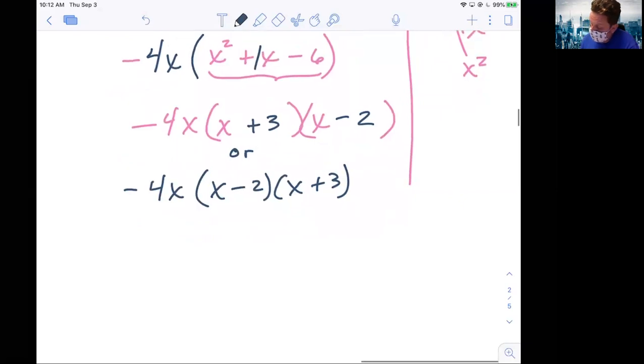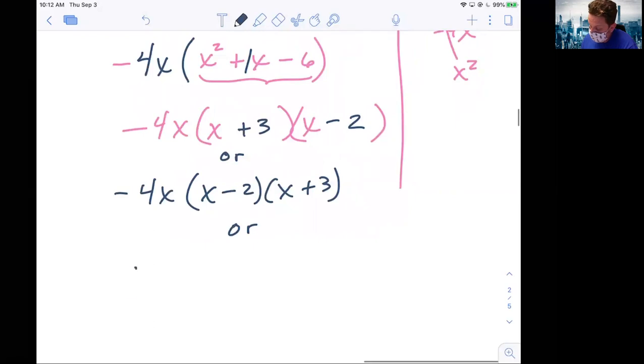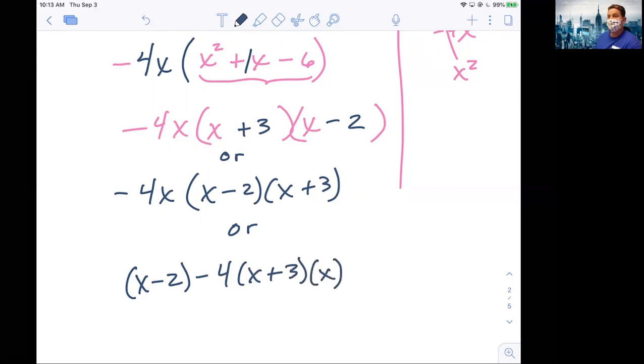But look at this. Is this equivalent? Multiplication is associative. So can I write that as x minus 2 times negative 4 times x plus 3 times x? Is that the same? Look carefully. That's not the same. You might intend it to be the same, but there's a flaw that you have there. Look at the negative 4.